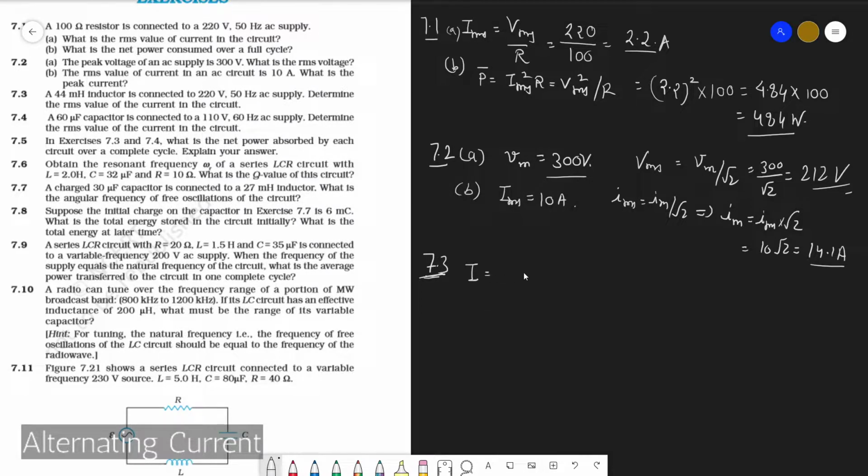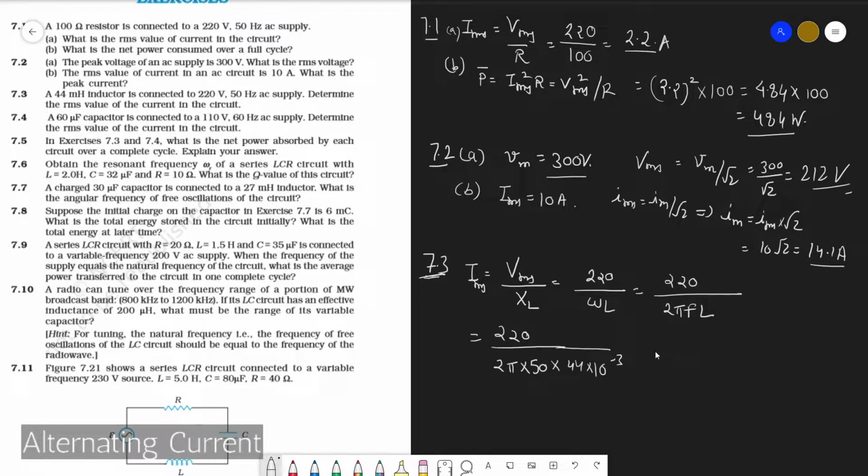So RMS current is nothing but VRMS upon the reactance, since it is an inductive circuit. VRMS is giving us 220 volts, and the reactance is nothing but omega L. Omega can be written as 2 pi f. So this is nothing but 220 upon 2 pi into f, which is given as 50 hertz AC supply, 50, into L. What is L? He is giving 44 into 10 to the power minus 3 because it is millihenry.